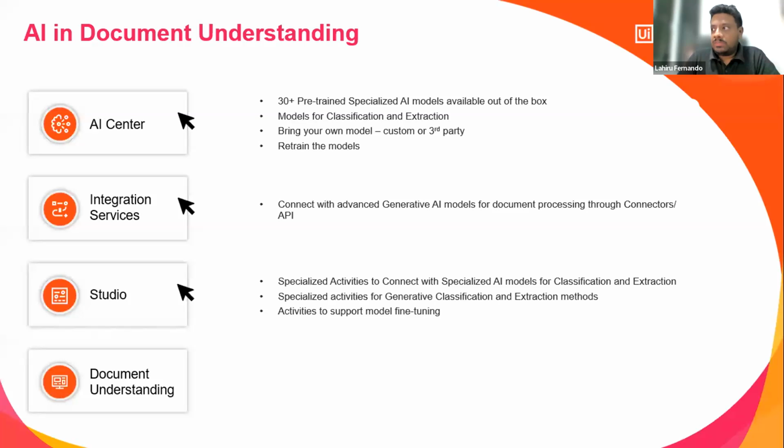Then comes the Studio. Here, with certain dependencies, by now I think you have covered the required dependencies for document understanding. So with those things, you have seen that there are specialized activities that you can use for classification and extraction. This also includes AI-related activities. Not just that, we can also do generative classification and generative data extraction using Gen AI capabilities offered by UiPath.